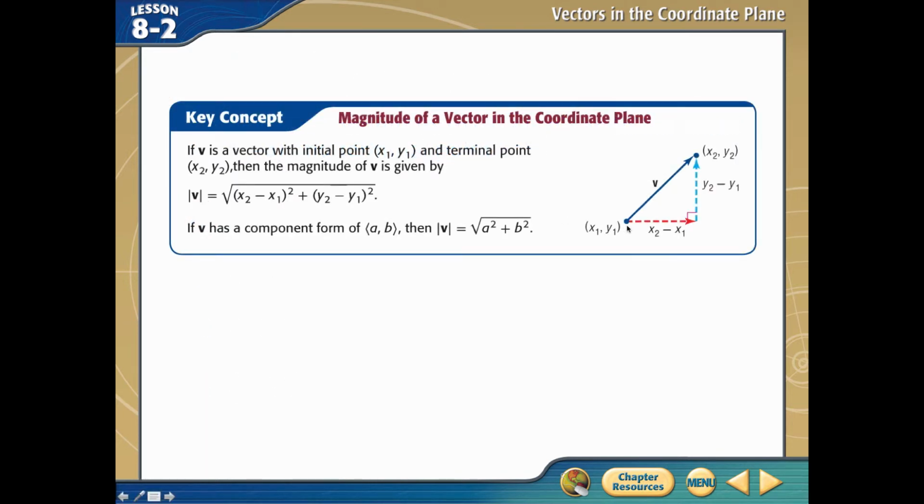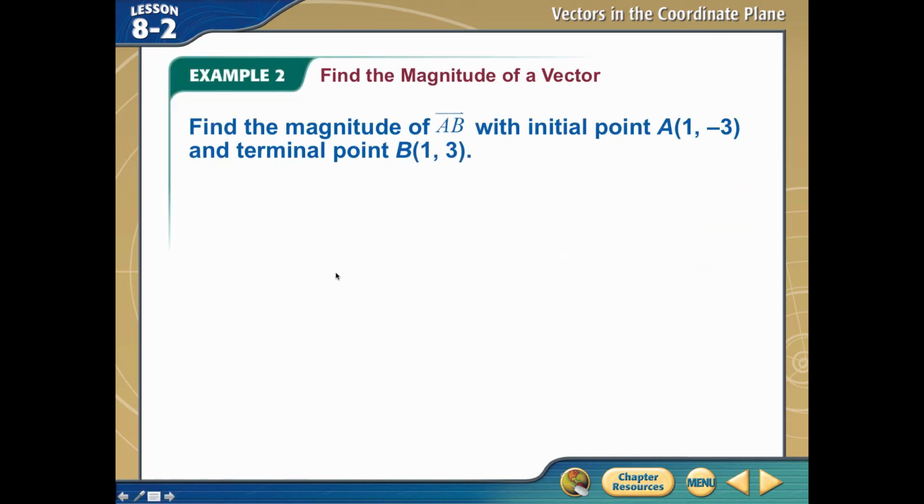Now, since you know how far you go in the x direction and how far you go in the y direction, to find the magnitude of the vector, there are two ways to think about it. You just use Pythagorean's theorem. This side squared plus this side squared is equal to the magnitude squared, which is what's represented right here. Or this is the distance formula that you learned in 6th or 7th grade. So very straightforward. Let's do an example.